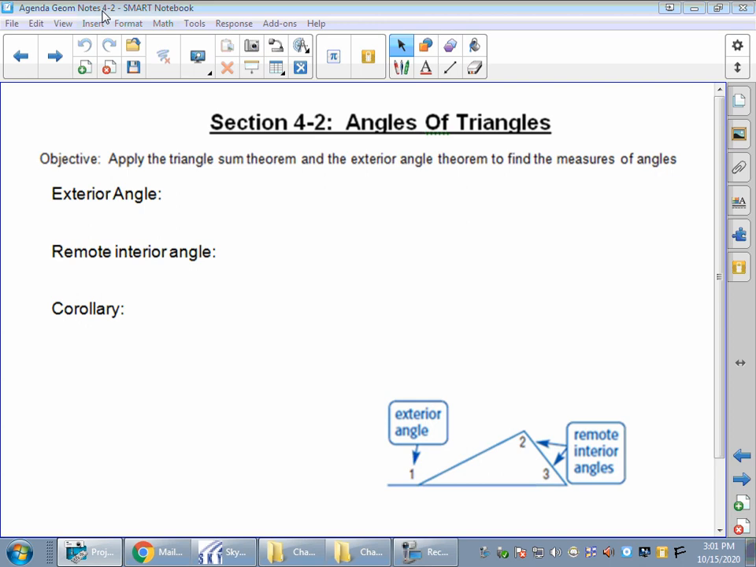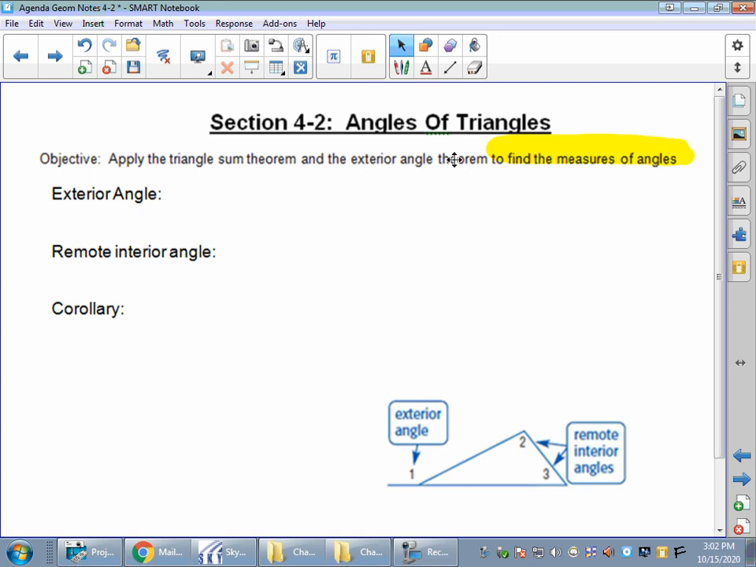We're looking at Section 4.2, Angles of Triangles. So we are going to be looking at the interior angles and exterior angles and doing some figuring. Notice it says up here in our objective, we're going to find the measures of angles. So we're going to be doing some math. And we need to know triangle sum theorems and other things in order to do that math.